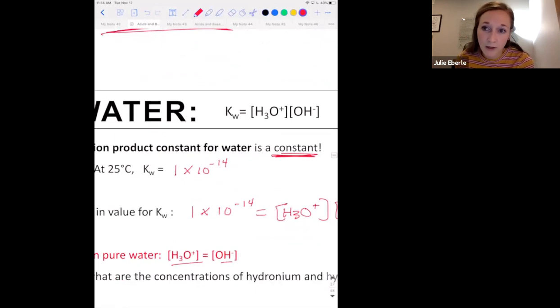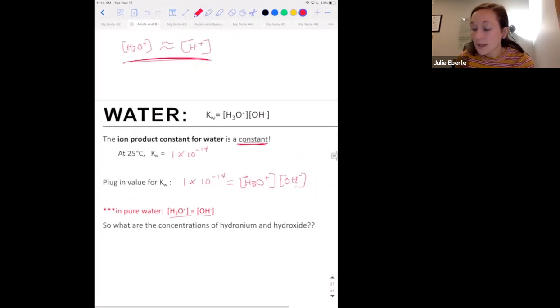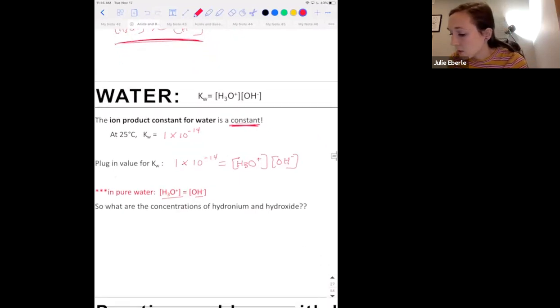You can't make one without the other, okay? They're identical. So what that means is that their concentrations are a value we can determine. It's essentially like saying this: 1 times 10 to the minus 14. If we just plug in X for both of these, and we can plug in X for both because they're the same, the concentrations are identical.